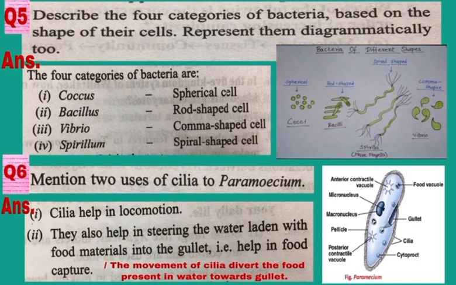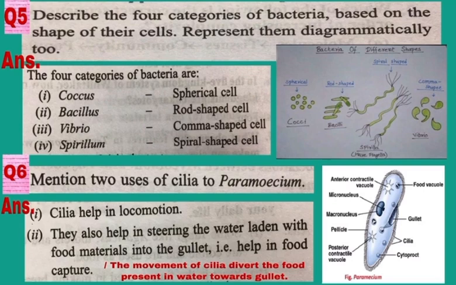You can see the first diagram is spherical shaped bacteria, second is rod shape, third in the diagram is spiral shaped bacteria with flagella, and fourth is comma shape. So draw the diagram as shown in the figure.